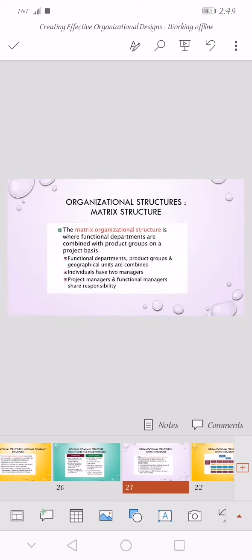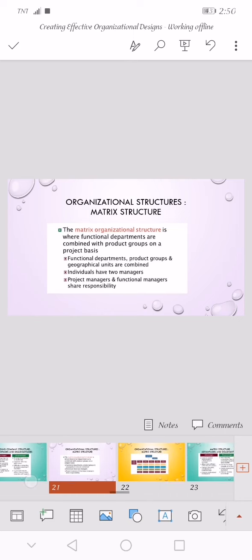Organizational structures, matrix structure. The matrix organizational structure is where functional departments are combined with product groups on a project basis. First, functional departments, product groups, and geographical units are combined. Second, individuals have two managers. Third, project managers and functional managers share responsibility.